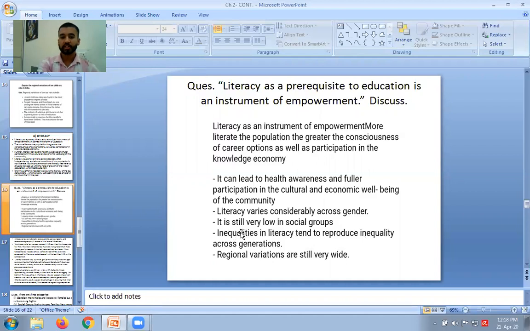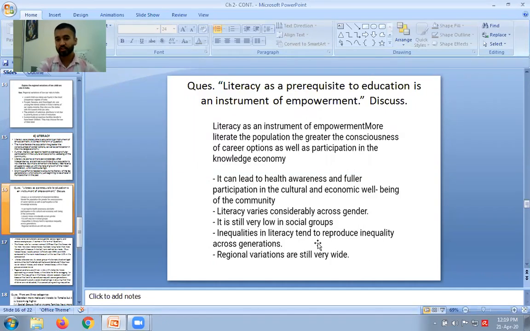And it is still very low in social groups. What do you mean by social groups? Scheduled castes, scheduled tribes, SC, STs, they all come under different social groups. So this is what this particular line refers to: different social groups, SC, ST, or any kind of caste, any kind of class. That's what social group is all about. So literacy varies not only in terms of gender, it varies in terms of social groups as well, right?